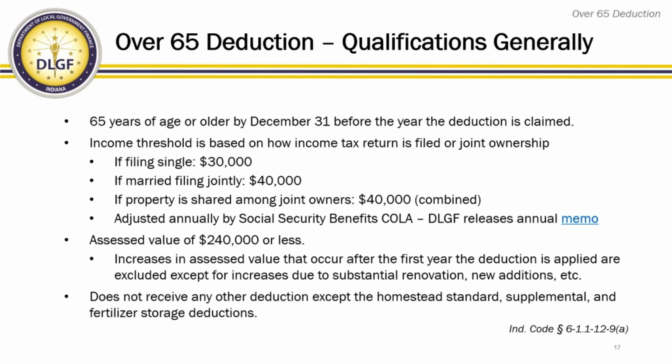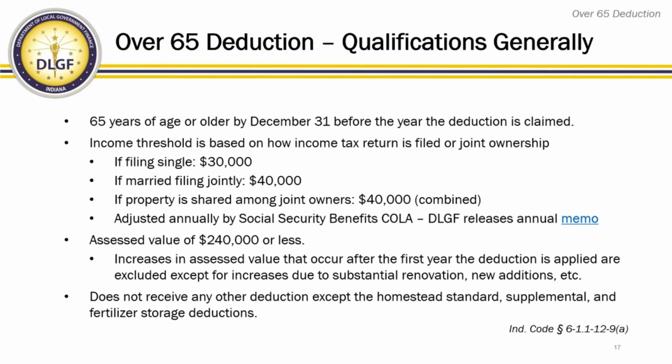There are some limitations to being eligible, kind of like with the blind and disabled deduction. First, with the over 65 deduction, there's an income threshold that is based on whether there's joint ownership on the property, or how the taxpayer reports the income on the tax return. You can see the threshold limits here.